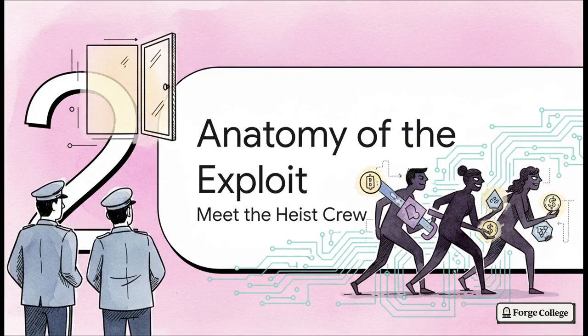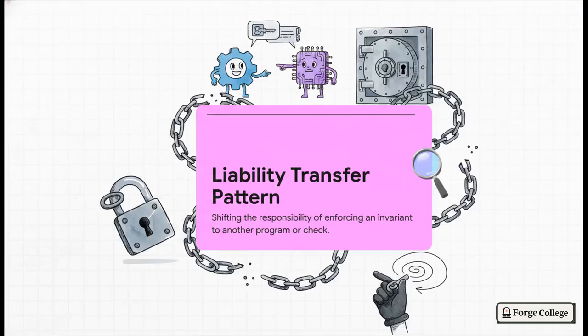Section 2. Anatomy of the exploit. Let's meet the oblivious guards and the accomplices who actually take advantage of this open window. So, the exploit usually hinges on something we call a liability transfer pattern, which is really just a fancy way of saying, "Wait, I thought you locked the door." It's shifting the responsibility of enforcing a security check to another program, or assuming a later on-chain check will just handle it. A program assumes another instruction is guarding the vault, but because they aren't bound together atomically, no one actually turns the key.